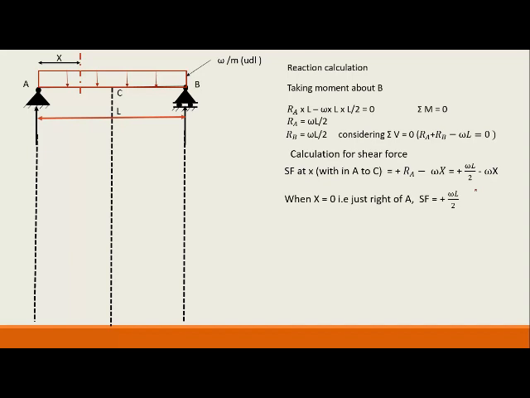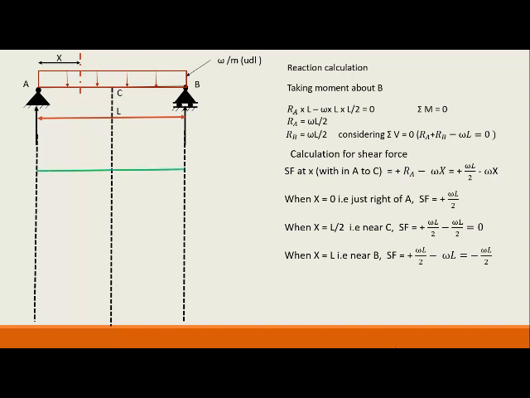So the equation is taken like this. At x equals 0, SF just right of A is plus omega L by 2, and at x equals L by 2, SF becomes 0. When x equals L, there is no point load, which would be a discontinuity function because the shear force would be discontinuous. Here it is continuous over the span, so we can calculate with a single equation. You can see the value comes as minus omega L by 2. Because it is a straight line, omega L by 2 is positive near A, and near B it is minus omega L by 2. So draw it with a straight line and put the sign as per the sign convention.